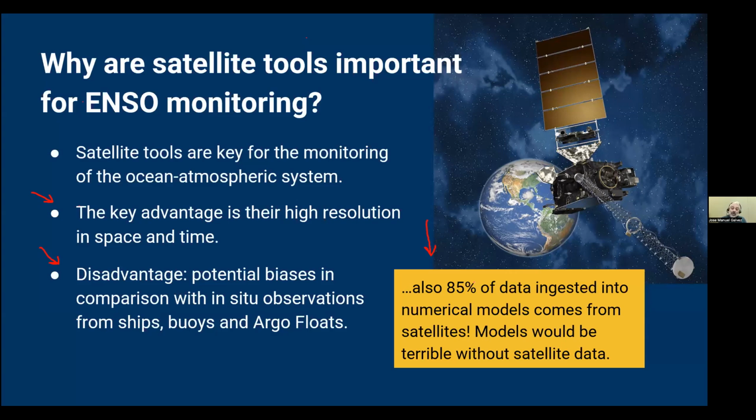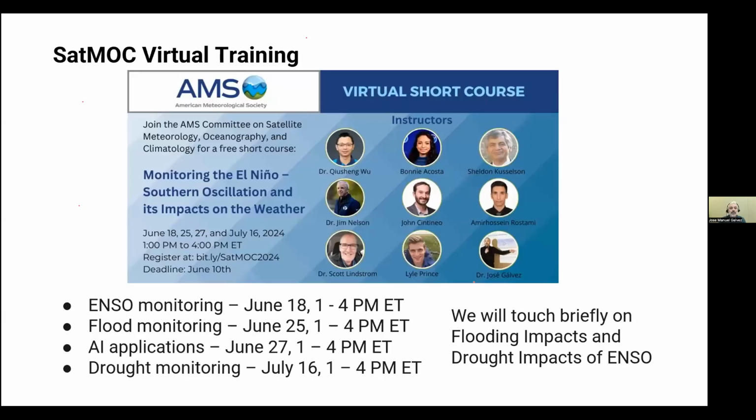And if you think about this, if we didn't have the satellite data ingested in the models, the forecast would be terrible. So really, satellite data has a very important impact on our way to sample the atmosphere and the oceans and the whole land, atmosphere, ocean system, and not only directly, just by looking at things quickly, but also indirectly by combining data sets and also by using numerical models, right?